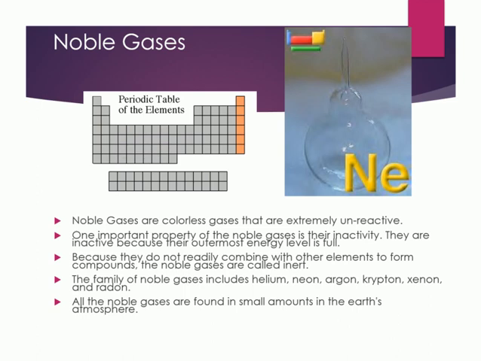One important property of the noble gases is their inactivity. That's why we call them noble. They're inactive because their outermost energy level is full. Because they don't readily combine with other elements to form compounds, noble gases are called inert. Note, we have to say they don't readily combine with other elements. If they do, it's just that it's not very common and some special conditions are necessary. The family of the noble gases includes helium, neon, argon, krypton, xenon, and radon. All the noble gases are found in small amounts in the Earth's atmosphere.